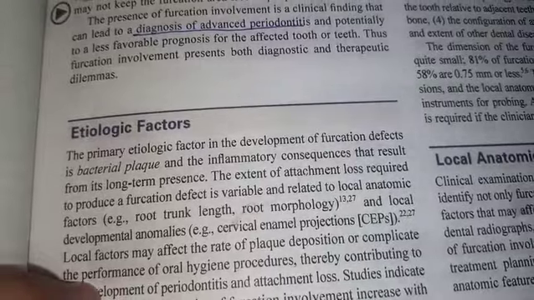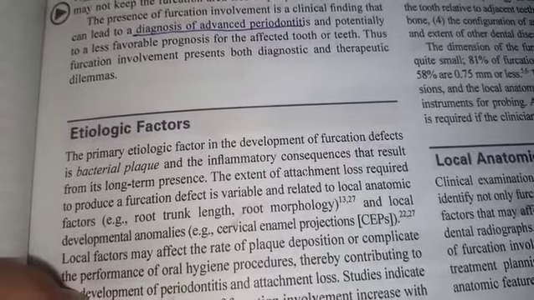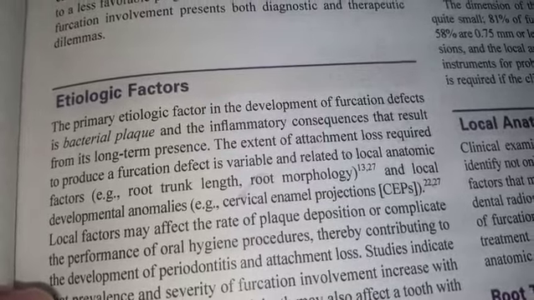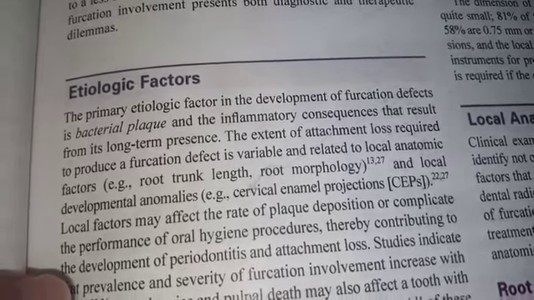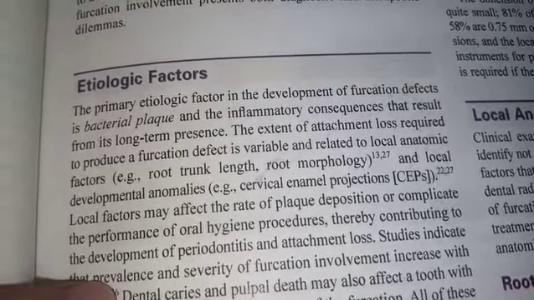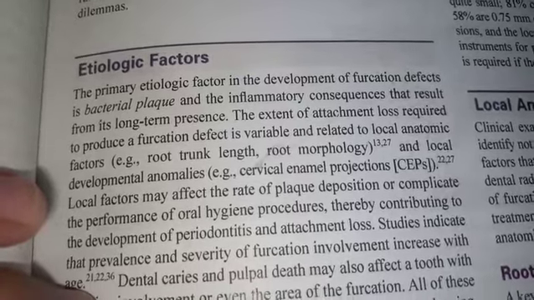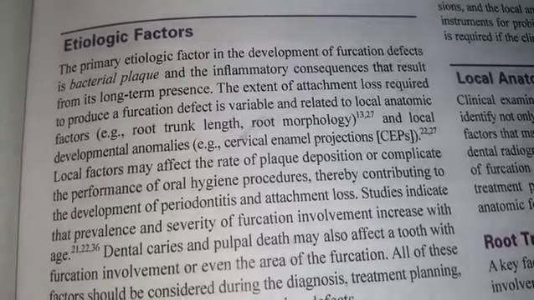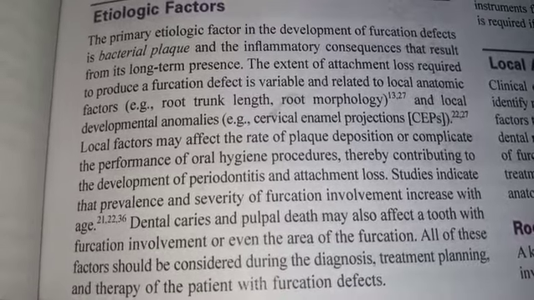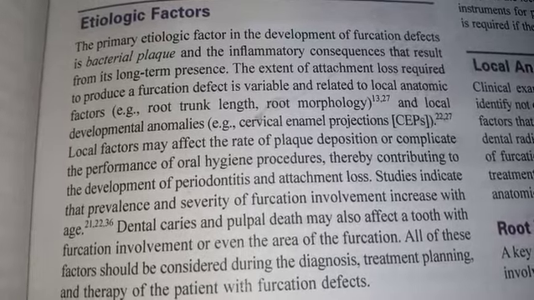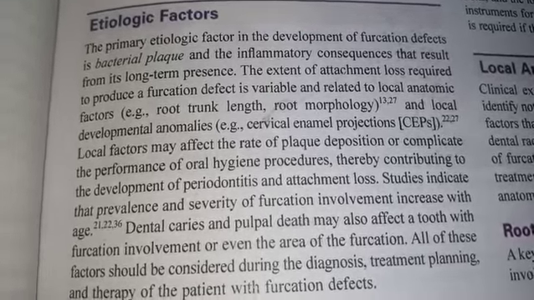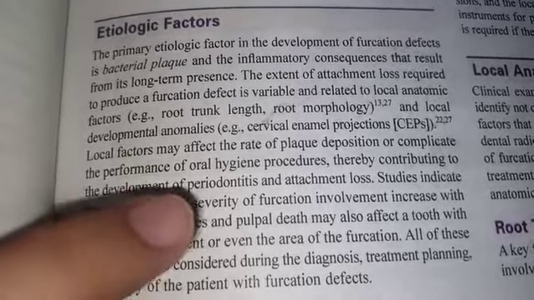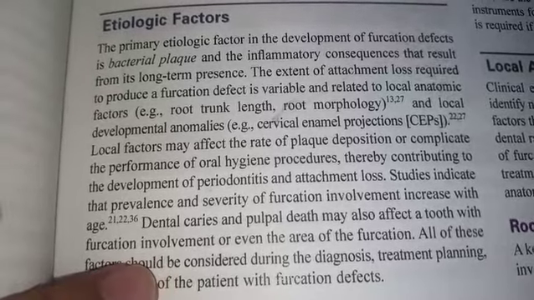Local factors also affect the rate of plaque deposition. They also affect oral hygiene procedures and contribute to the development of periodontitis and attachment loss. The prevalence and severity of furcation involvement increase with age. Dental caries or pulpal death also affect the tooth with furcation involvement. We have said that plaque is one of the factors; then dental caries, and when pulpal death occurs, it also contributes to furcation involvement.